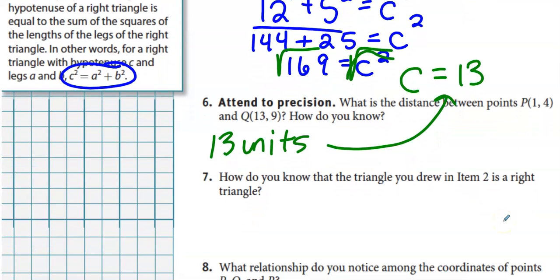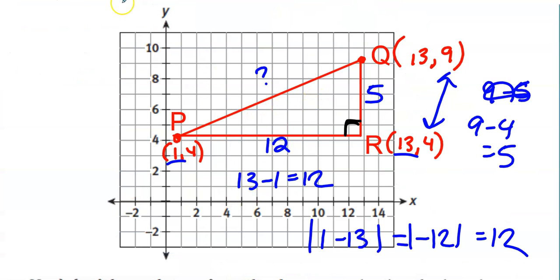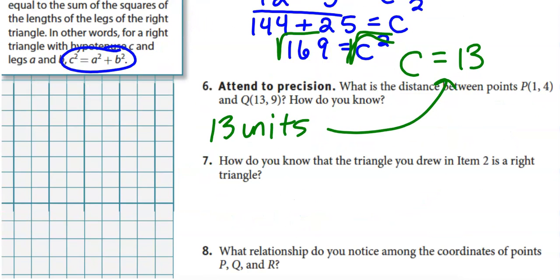Number 7, how do we know that our triangle that we drew in item 2 is a right triangle? So let me look at this triangle again. Instead of saying it looks like a right triangle, the slope of this line is undefined. It's a vertical line. The slope of this horizontal line is 0. And when you have opposite reciprocal slopes, back to algebra, I know I have a right angle. So let's go ahead and type that.